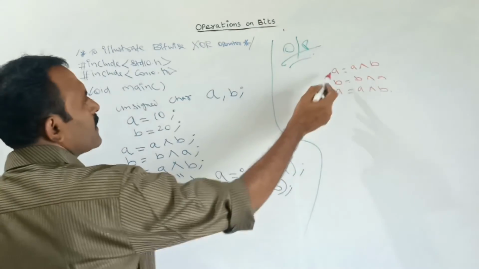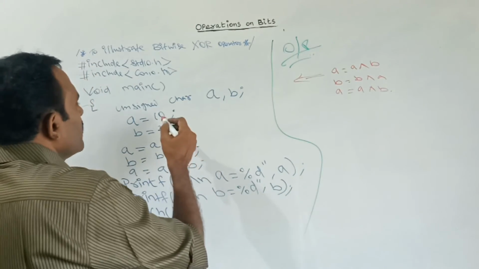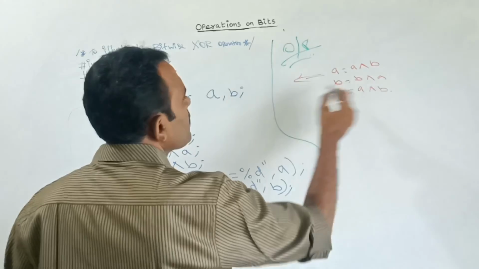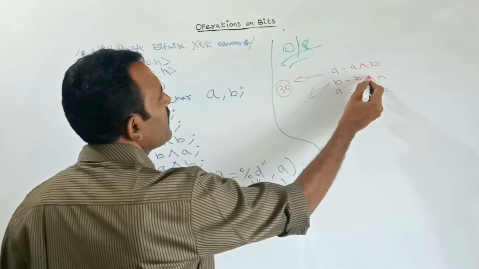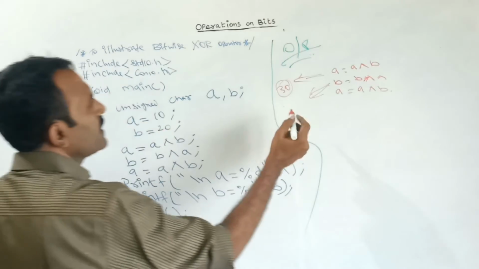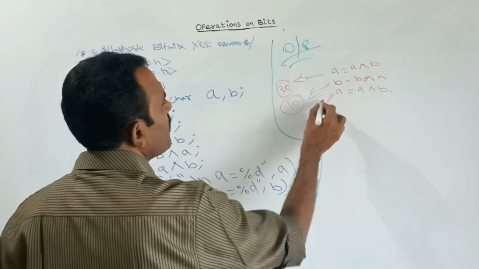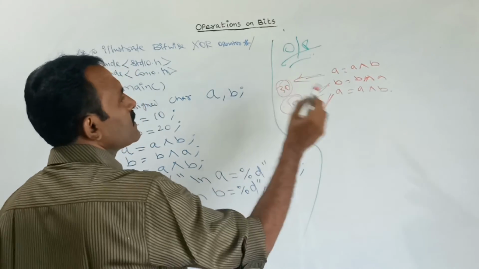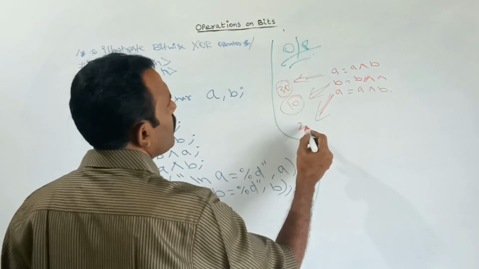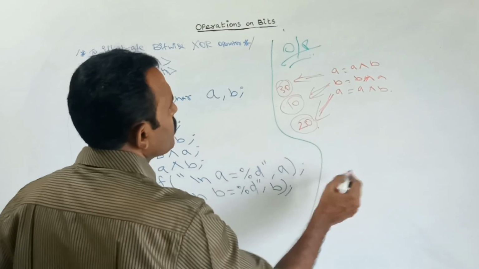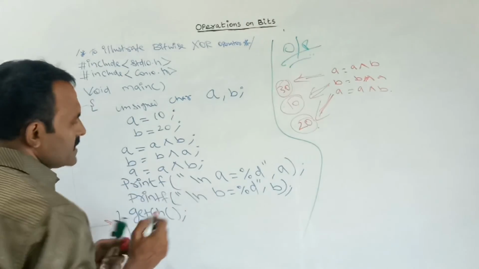See here, in this step, already we have seen the result: the A value will be 30. In this step, when we are XORing this 20 with 30, then we get the value 10. Here in this step, if we are XORing this 30 with B, then we get 20. So finally here I am telling it to printf, this is the output.